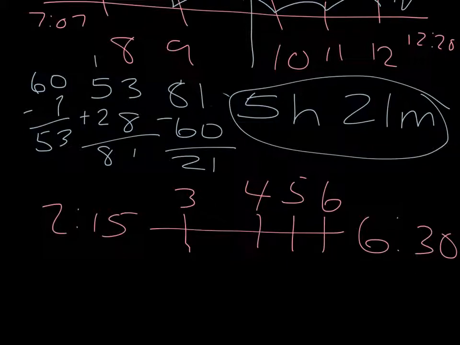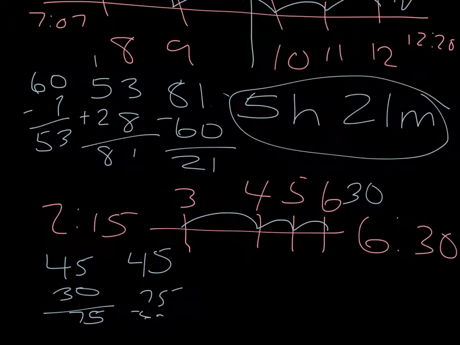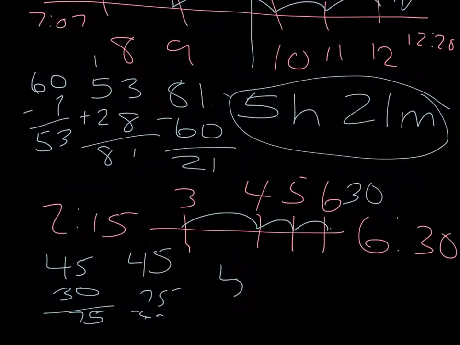From 2:15 to 3, I don't have to do a lot of math for that one, because I can use just my knowledge of time to know that would be 45 minutes there. 6 to 6:30 is 30. If I add up my complete hours, I have 1, 2, 3 hours. Plus 45 and 30 is 75. 75 minus 60 is 15. So that means it's going to be 3 hours plus another hour is 4 hours, and 15 minutes.